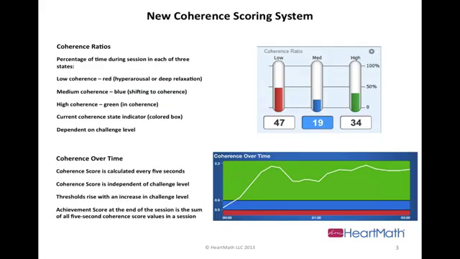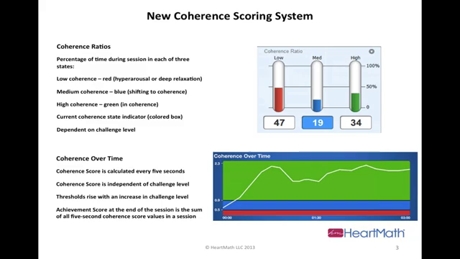A little bit on the new scoring system. From the beginning, we've had coherence ratios, low, medium, and high, which represent the percentage of time you're in low coherence, which is typically hyperarousal, but could also be deep relaxation. Medium coherence, or blue, means you're shifting into the coherent state. High coherence, green, the percentage of time that you're in the coherent state. And then the colored box indicates your current coherent state right now.